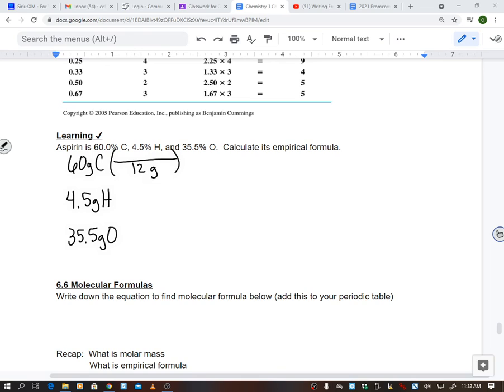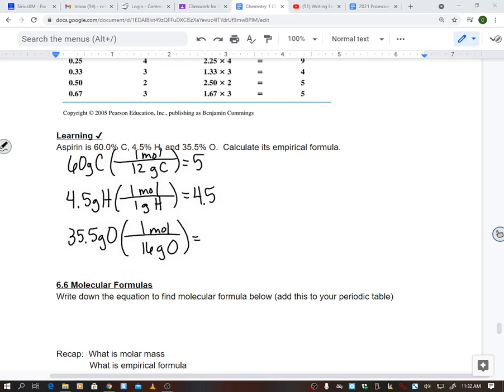So carbon is 12 grams in 1 mole. Hydrogen is 1 gram in 1 mole. And oxygen, 16 grams in 1 mole. All right, so when I do this, this is going to give me 5. This stays at 4.5, and this is going to be 35.5 divided by 16, which is 2.2187. Remember, I'm going to keep all that. Normally, anytime throughout the year, I've always said, oh, 2.2. Well, this time around, I'm going to keep it all to make sure that when I do this third step, it doesn't mess it up.